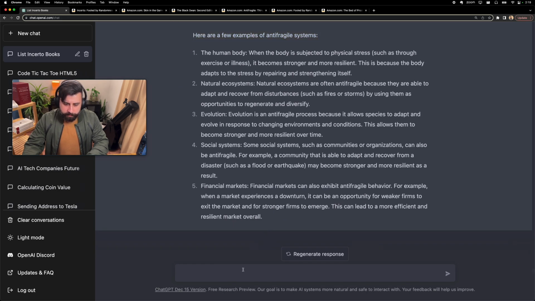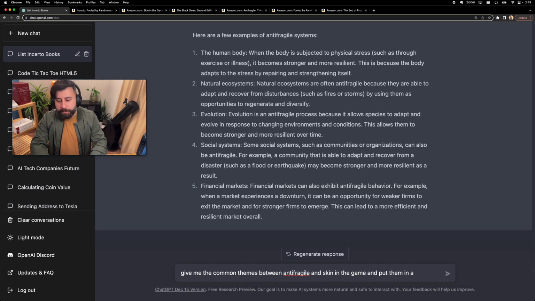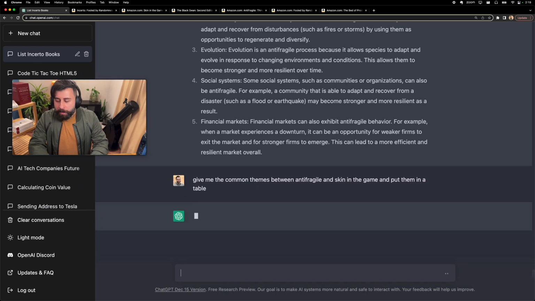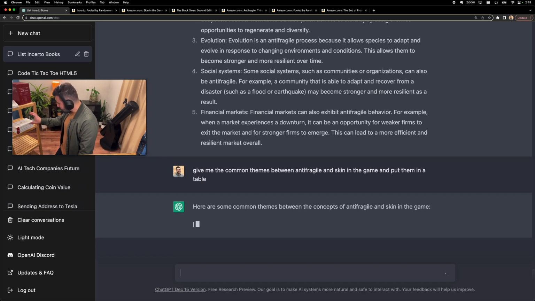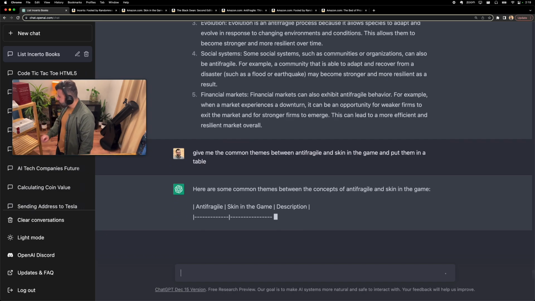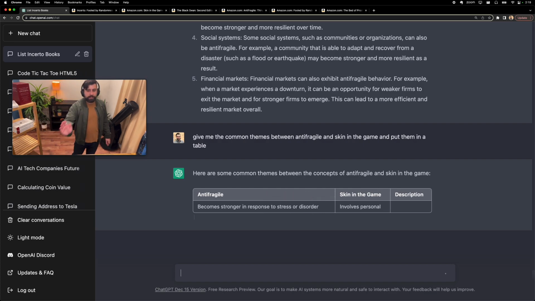So here's what I want to do. Since I've read these two books, give me the common themes between Anti-Fragile and Skin in the Game and put them in a list. Put them in a table. And you know what I'm going to do? I don't know if I want to read Fooled by Randomness next or The Black Swan, but I'm going to use ChatGPT to help me out.